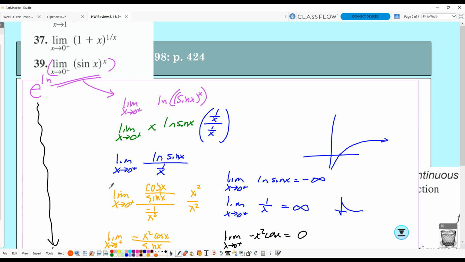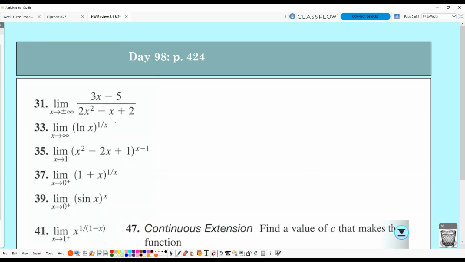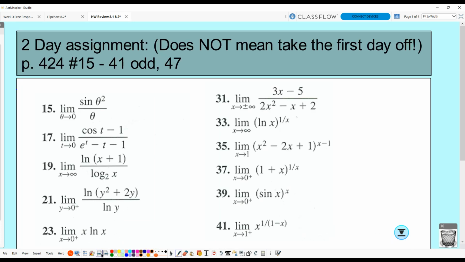Cool. Other questions from these? Any? I posted an optional L'Hopital's on Delta Math if you wanted more practice with these with instant feedback or videos. Remember there are videos on there. Yeah. Can you do 35?